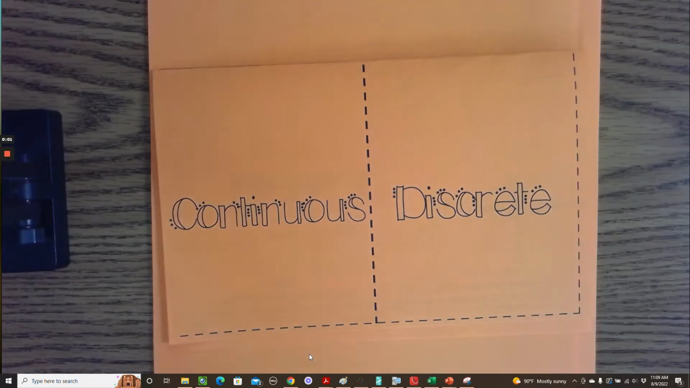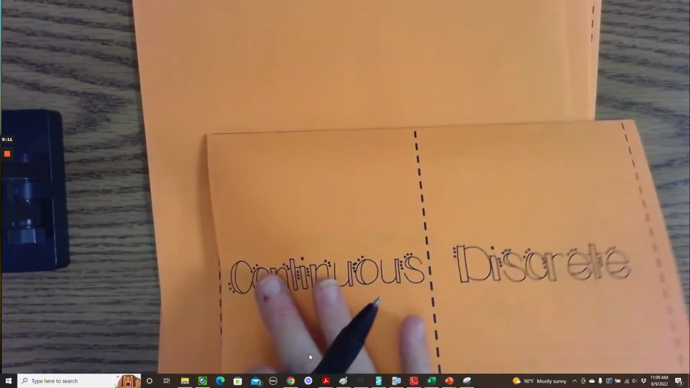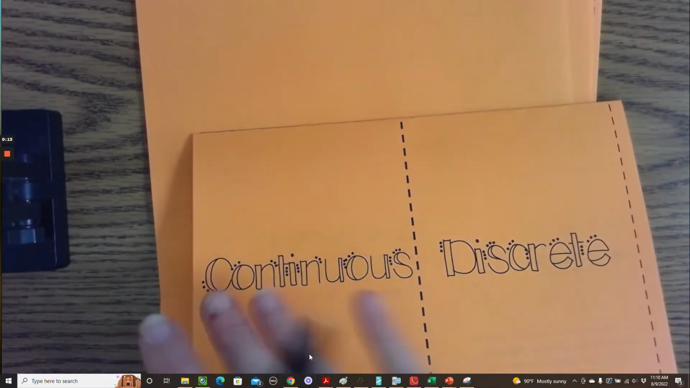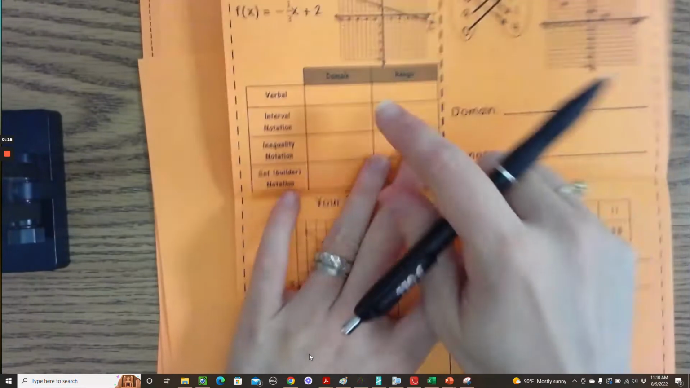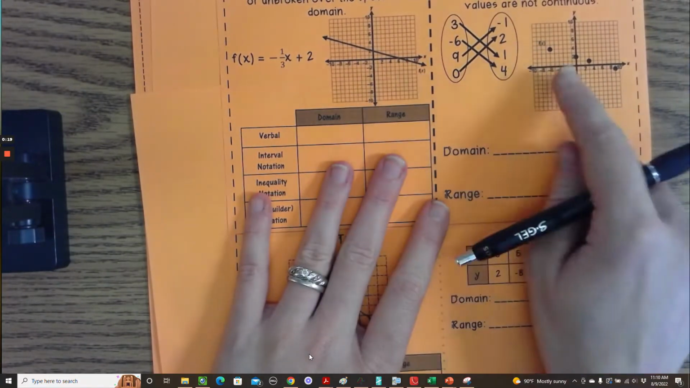This video is for the domain and range in various forms notes, and all we're looking at today is just linear functions. Okay, so we're going to start with continuous. There's a difference between continuous and discrete. Continuous functions, when graphed, look like this. All the points are connected.